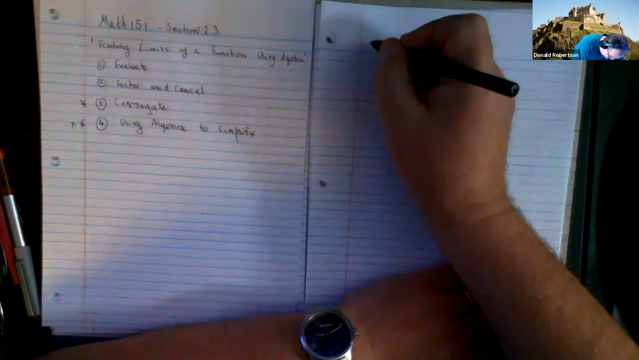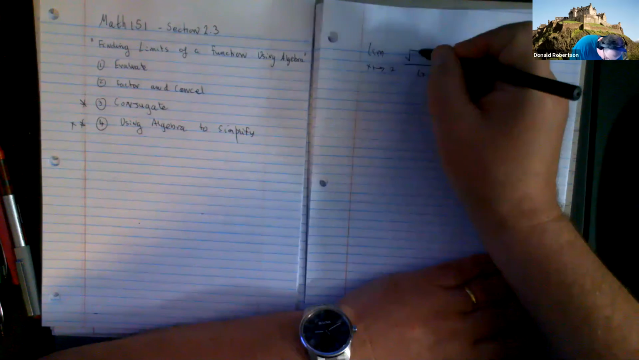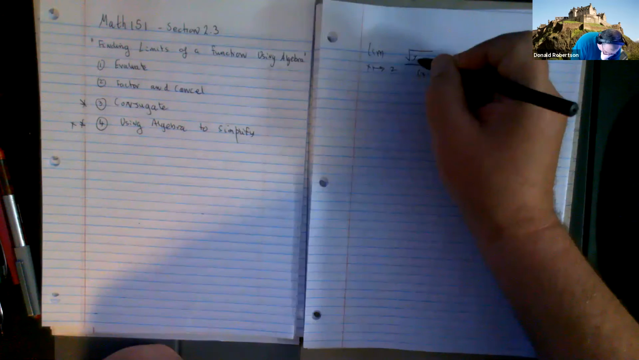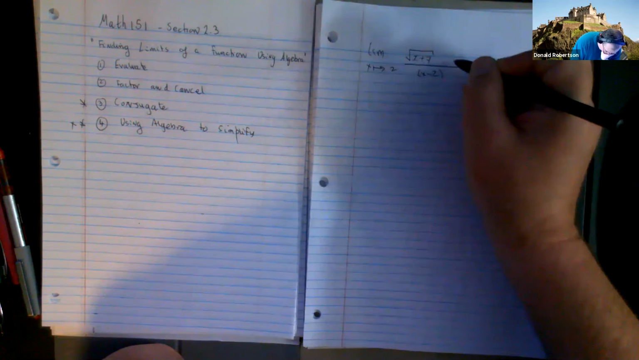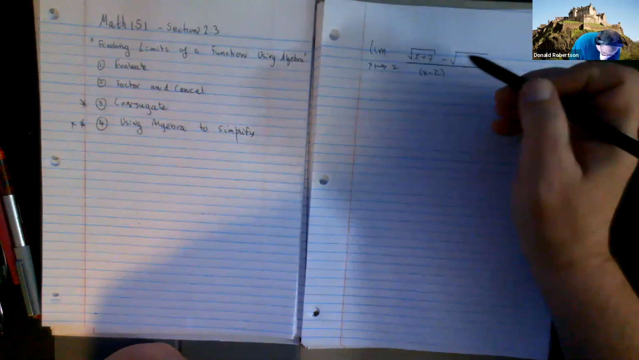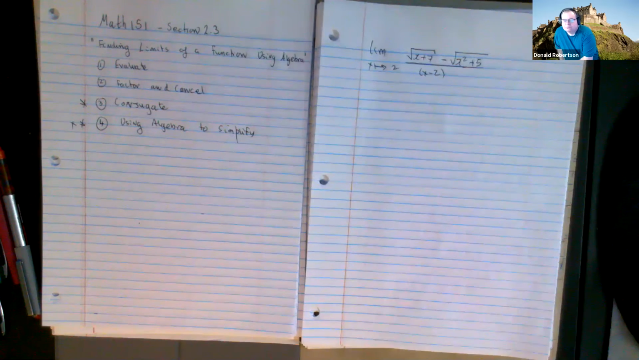So we're going to have the limit as x tends to 2 of x minus 2. Nothing too scary about that. Square root of x plus 7, take away the square root of x squared plus 5. Yeah, that's pretty ugly.